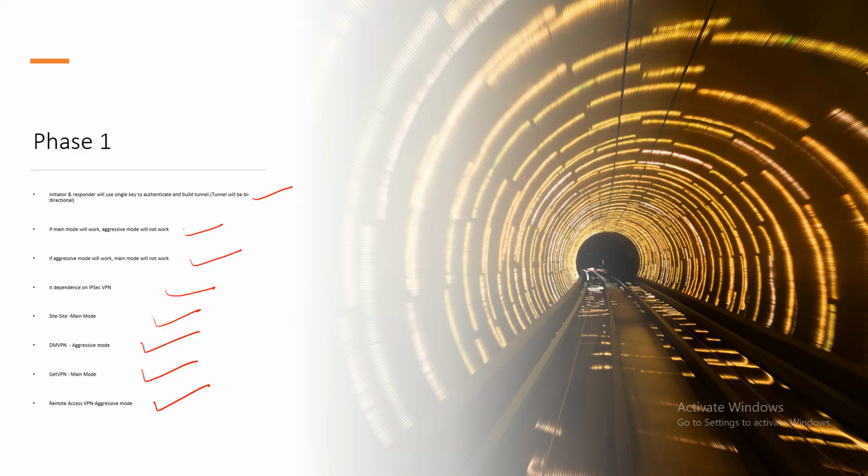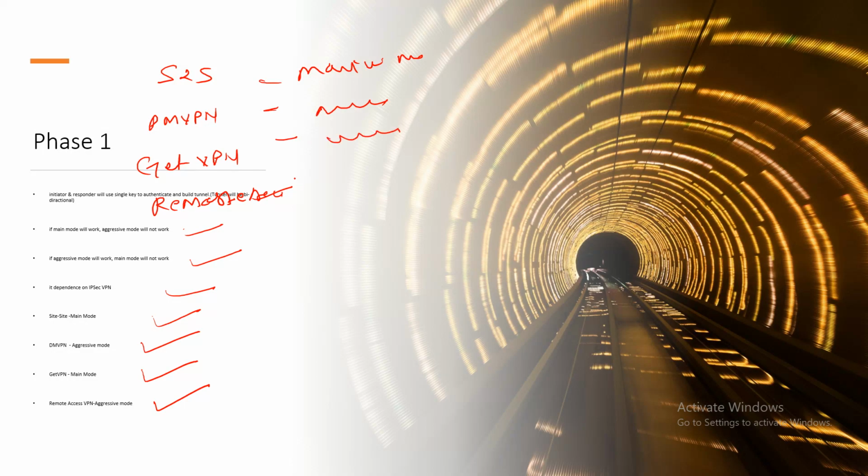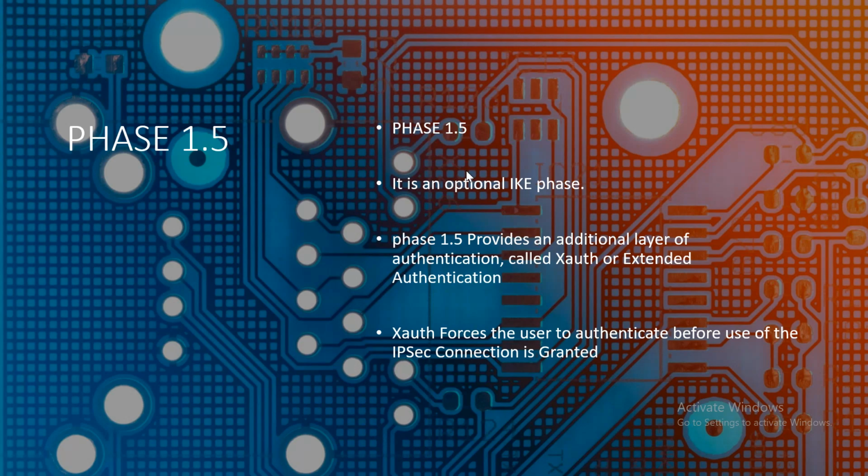So how many VPNs do we have? Site to site VPN and DMVPN, GET VPN, and remote access VPN with a preshared key. Site to site VPN is working on main mode. DMVPN is also working on main mode. GET VPN is also working on main mode. Only remote access VPN is working on aggressive mode. Clear? We don't talk about phase 1.5.